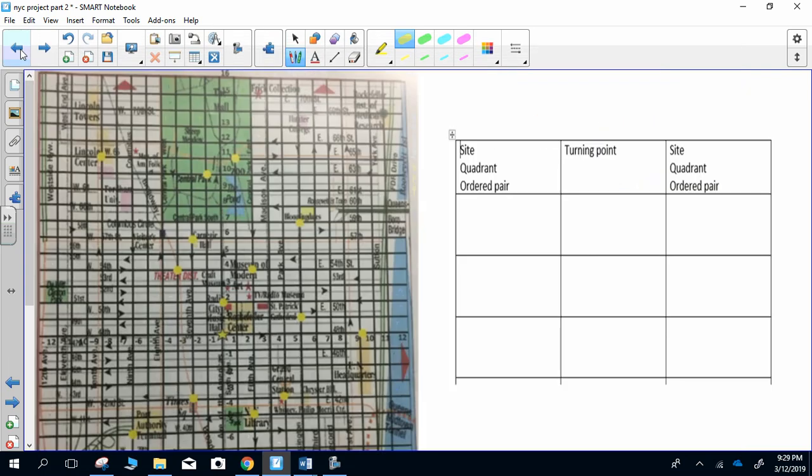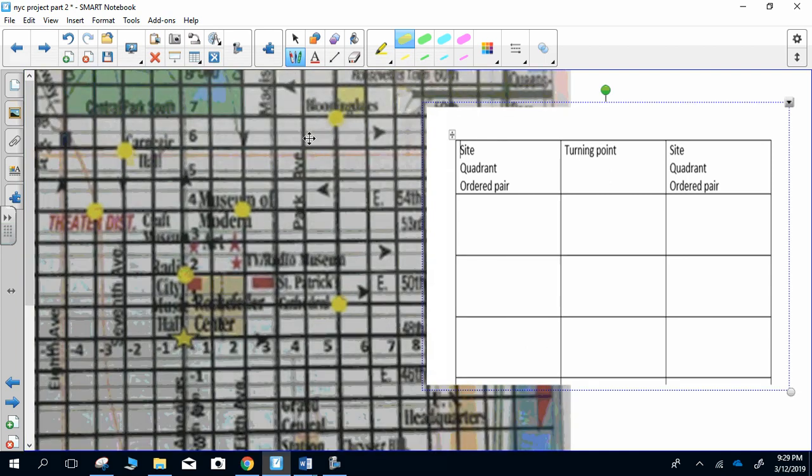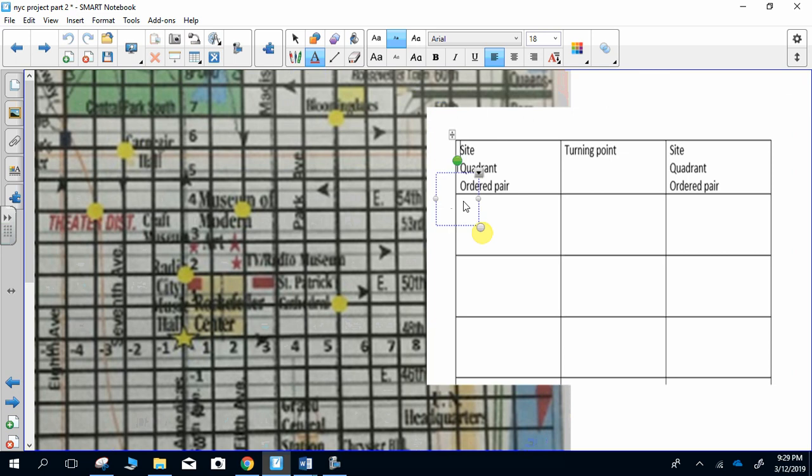So when I come here and I look at the map and I make it bigger, Rockefeller Center is right here at 0, 0. The Museum of Modern Art is up here at 2, 4. So the first thing I'm going to write in my little chart is, and we're just going to do the same math that that person did already so you understand what's going on. So the first thing I'm going to write here is Rockefeller Center. It is not in a quadrant. It is at the origin.